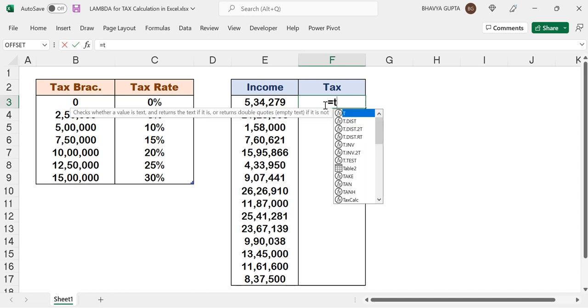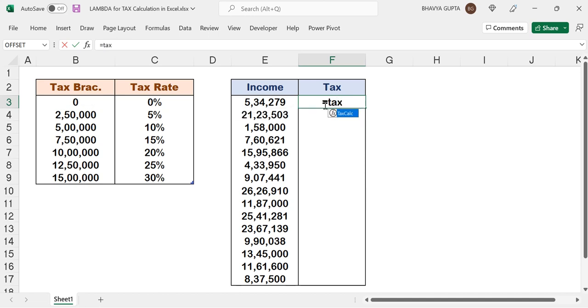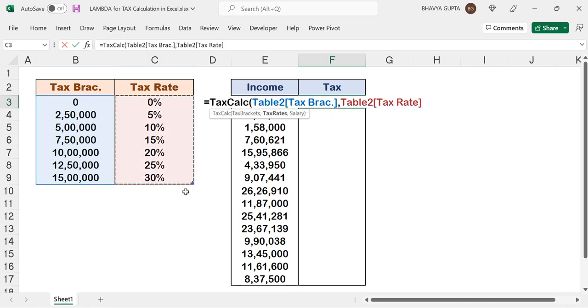So the lambda is TaxCalc, right? And there are three parameters: the tax brackets, the tax rates and the salary. So the tax bracket is this one, right? We will select this particular column. The tax rates are this particular column, and the salary is this particular cell, in E3. So we will close the bracket, press enter, and we have this amount for this particular income, and the tax is 15,927, and you can cross check this as well, right?